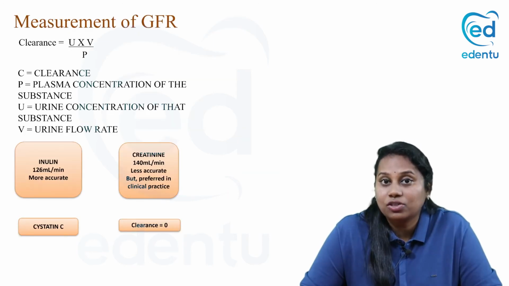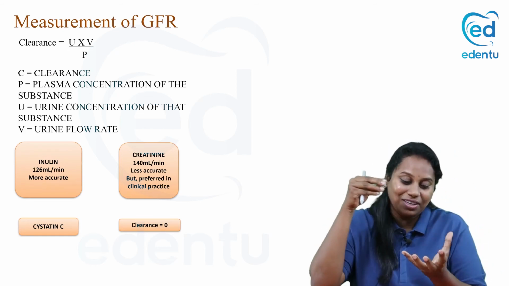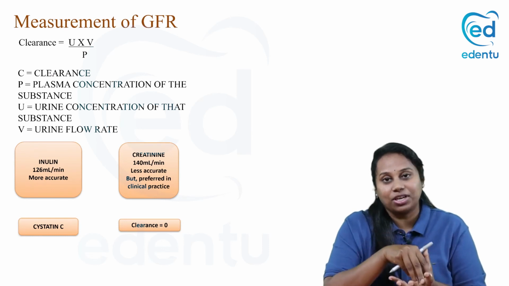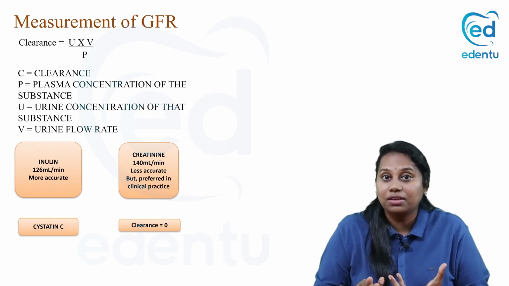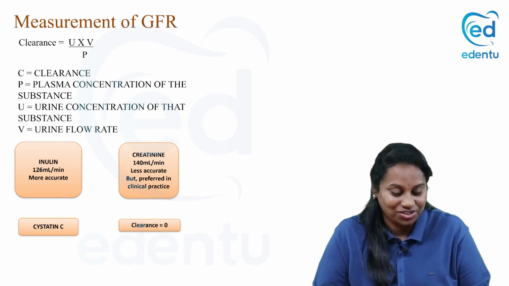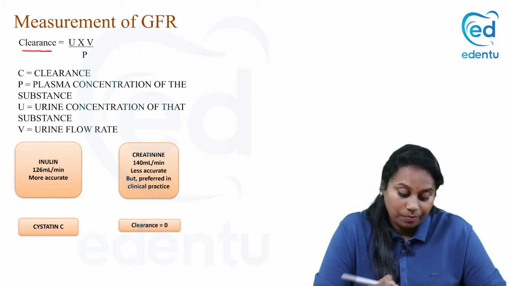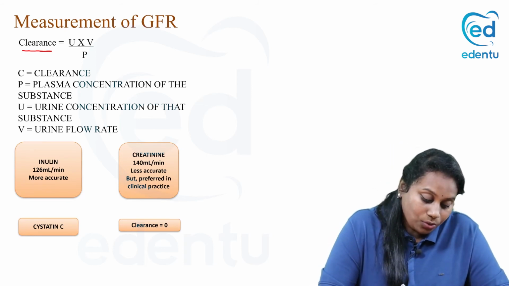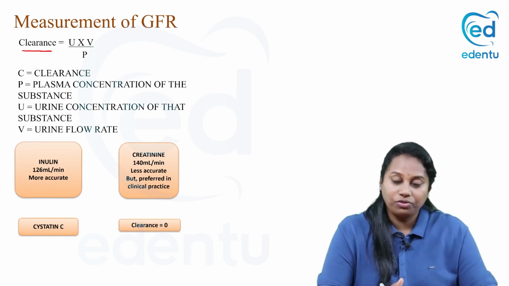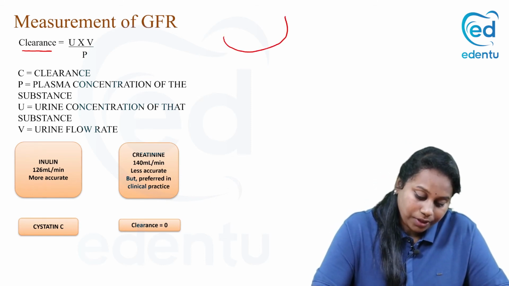How will you measure this glomerular filtration rate? See, we cannot directly go into the glomerulus and measure the GFR. So we can use surrogate methods for measuring this GFR. Indirectly, we'll see how we are going to measure this GFR. So we can use clearance. What is clearance? Clearance means UV by P. What do we mean by that? We'll understand that. So look at this.